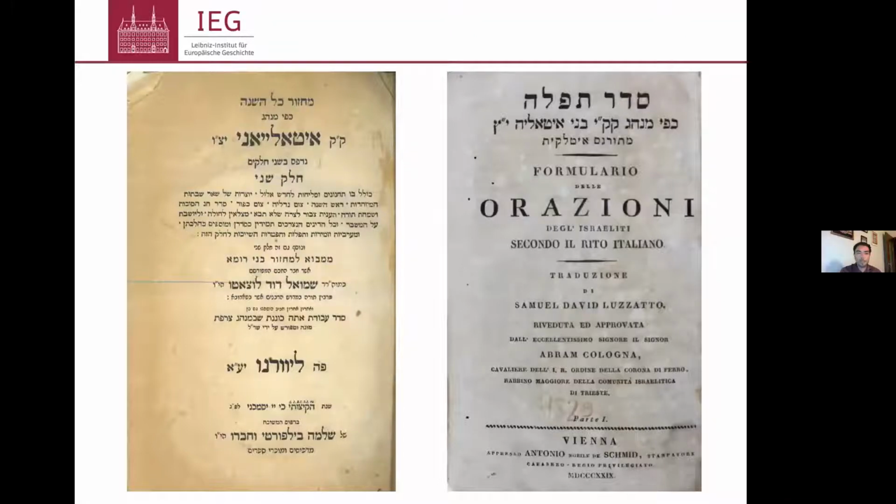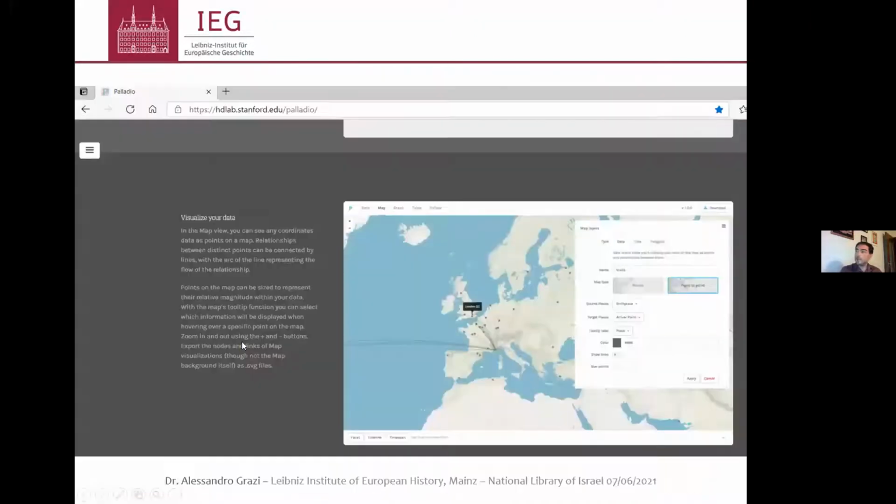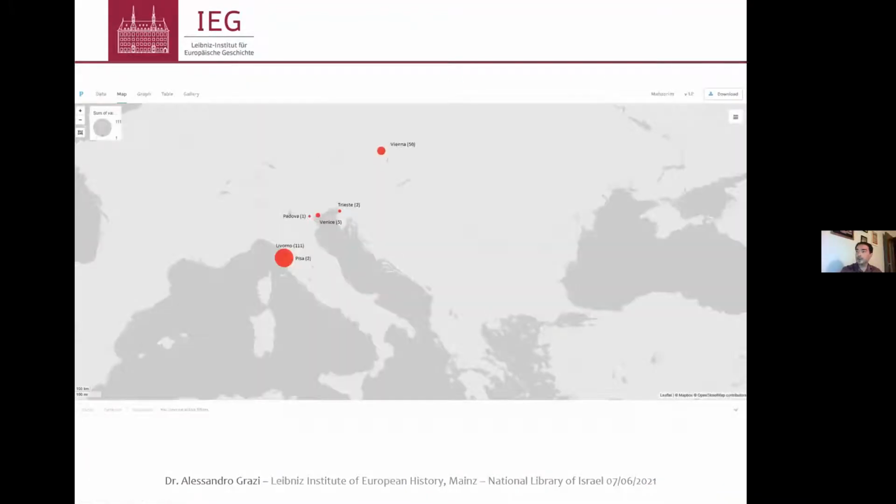So let me actually go back to a map that I started showing earlier, which is this one. So this is a map representing all the printing locations of the Mahzorim only in Italy and or for Italian Jews in the long 19th century.